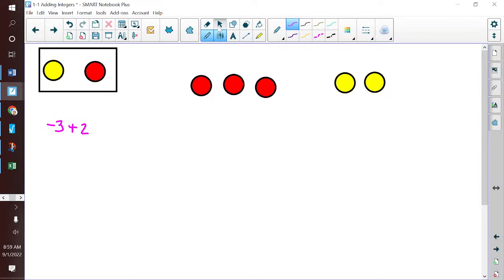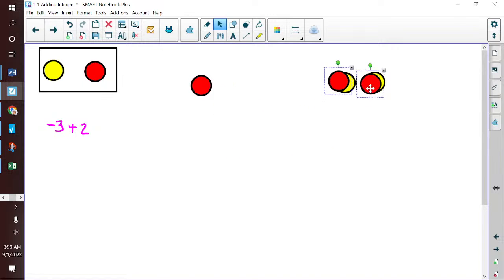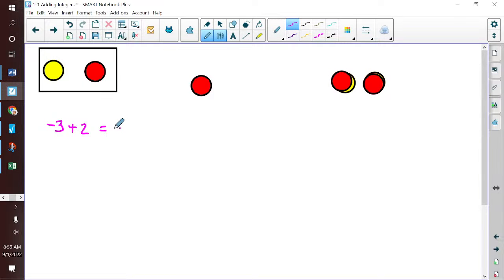And if we look here then, if I grab these two chips, they'll cancel out with those two chips, meaning that I'll just have one negative chip. And I'm sorry, I forgot to explain. The yellow chips are positive, the red chips are negative.